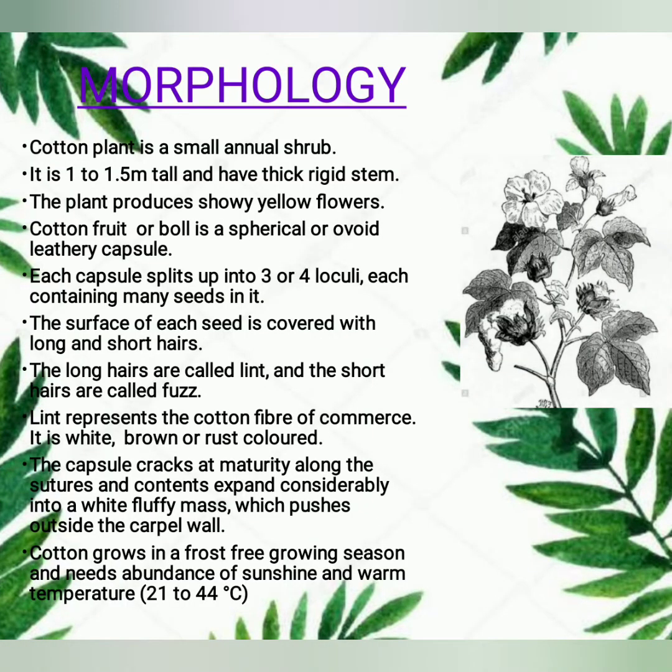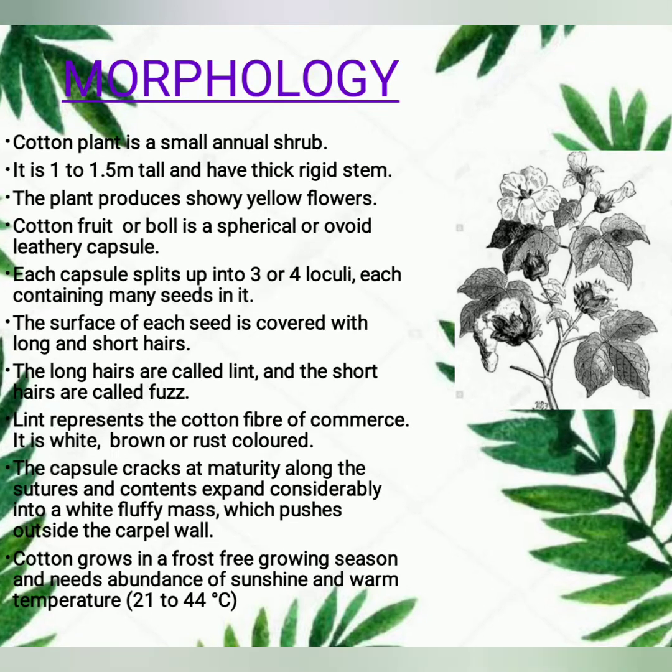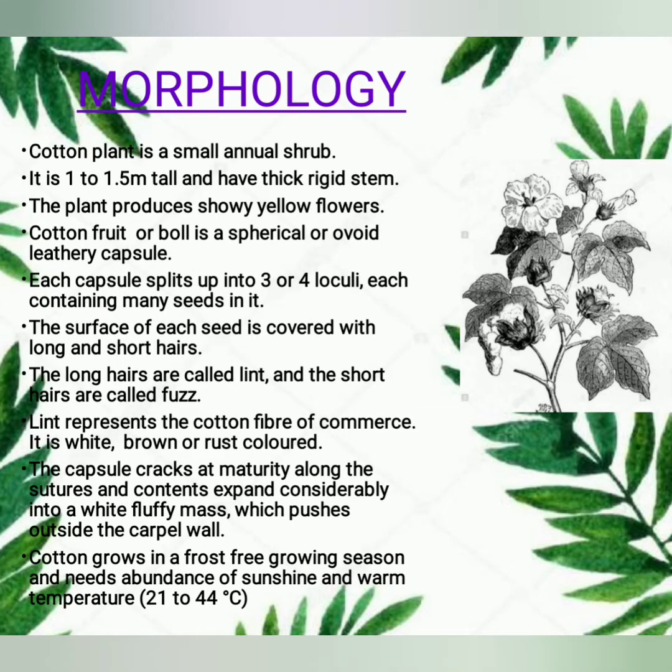Now let us discuss the morphology of cotton plant. Cotton plant is a small annual shrub. It is 1 to 1.5 meter tall and has a thick rigid stem. The plant produces showy yellow flowers. Cotton fruit or boll is a spherical or ovoid leathery capsule.